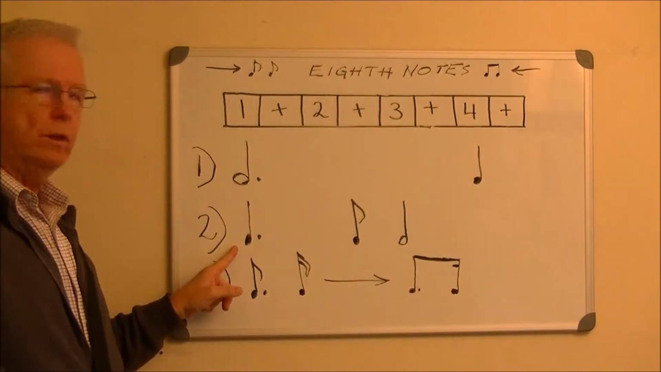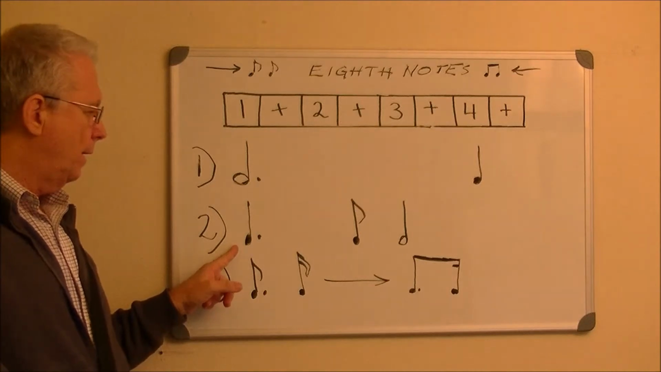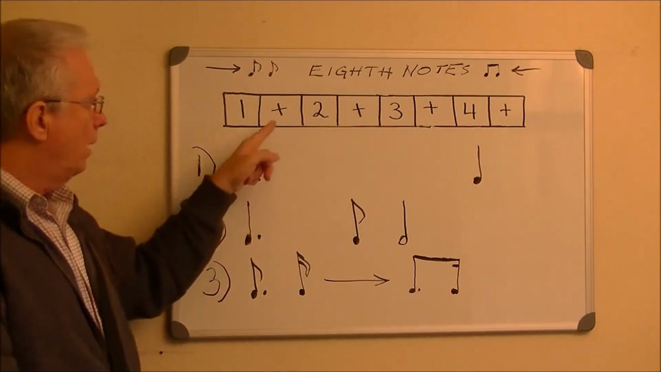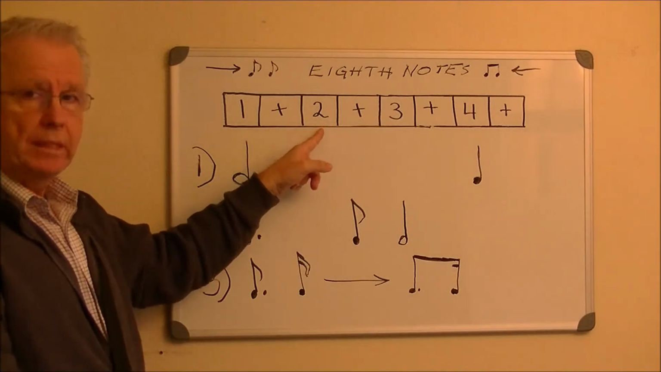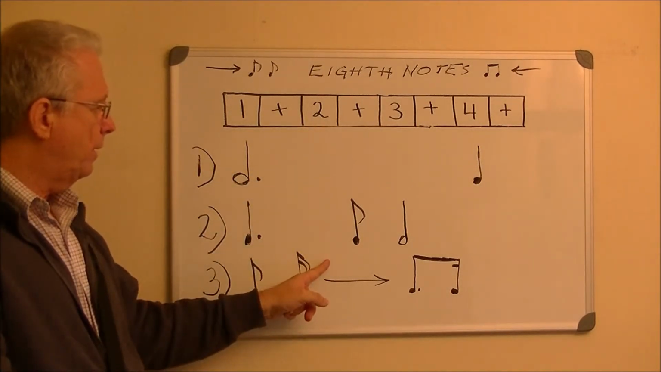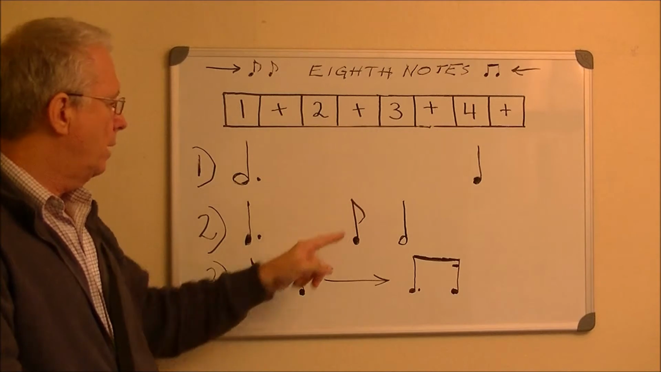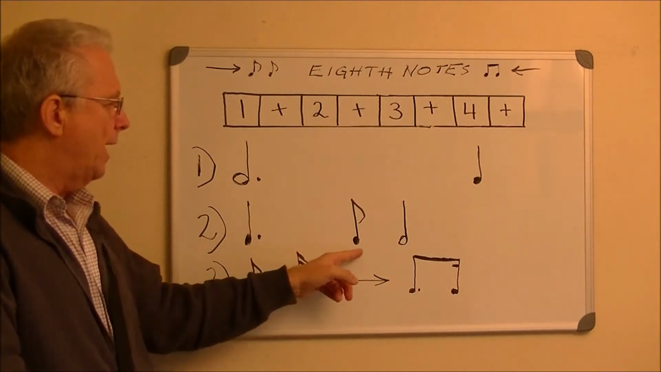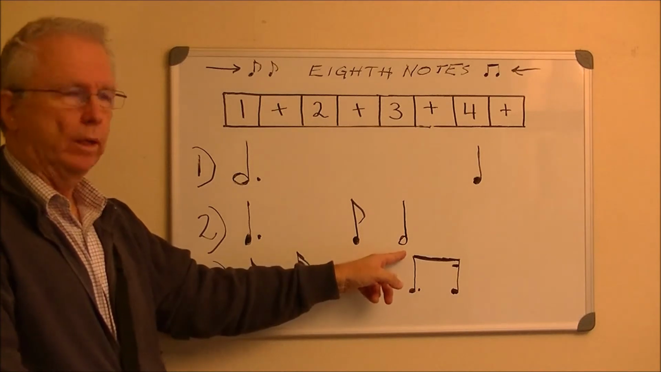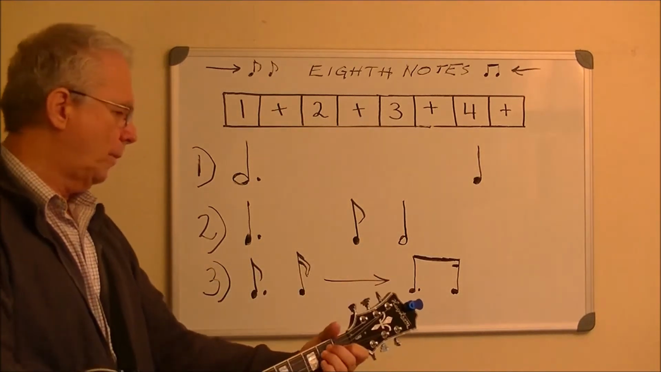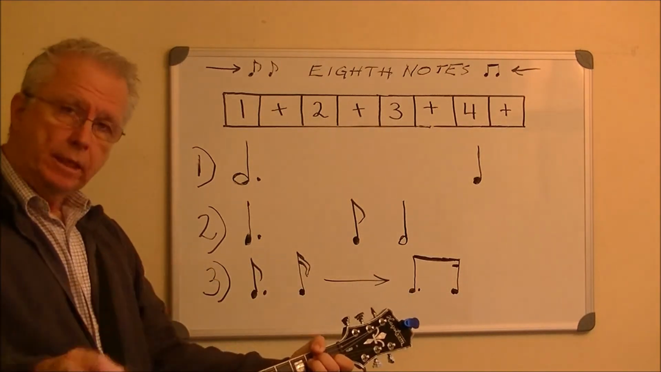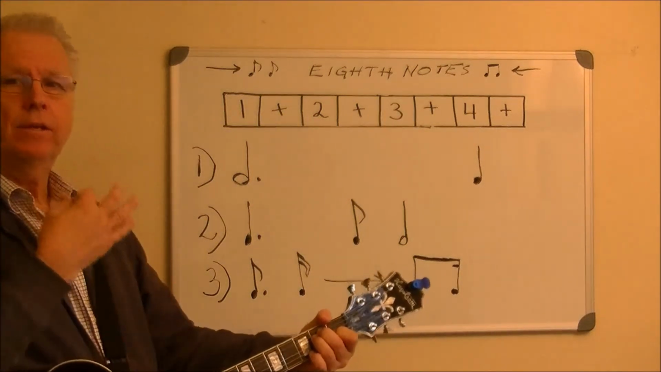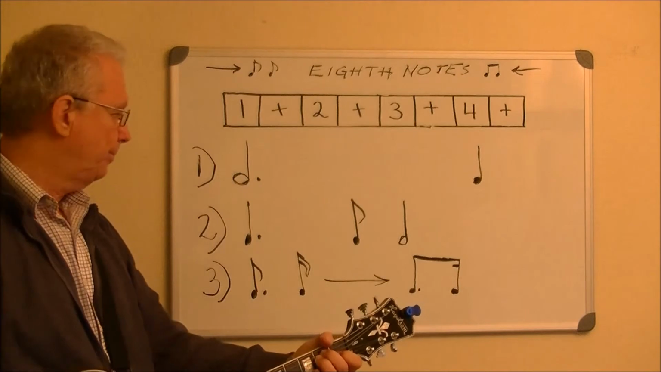Number 2 here is going to be counted on this count. 1, 2 is silent, falls right here. This is the and of 2. So the count initially will be 1, and 3, 4. There'll be a skip in the strumming. 1, skip, and 3, 4.